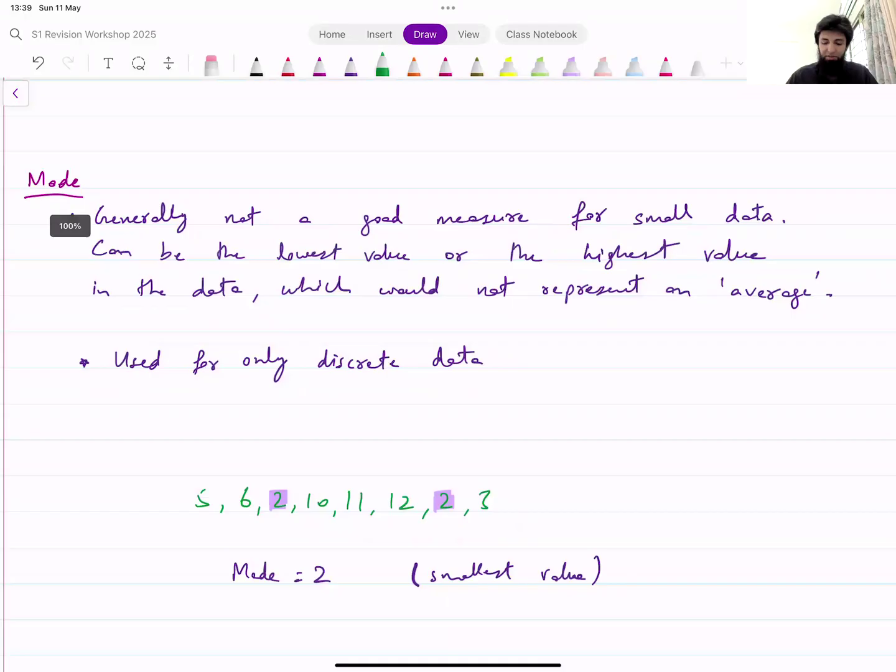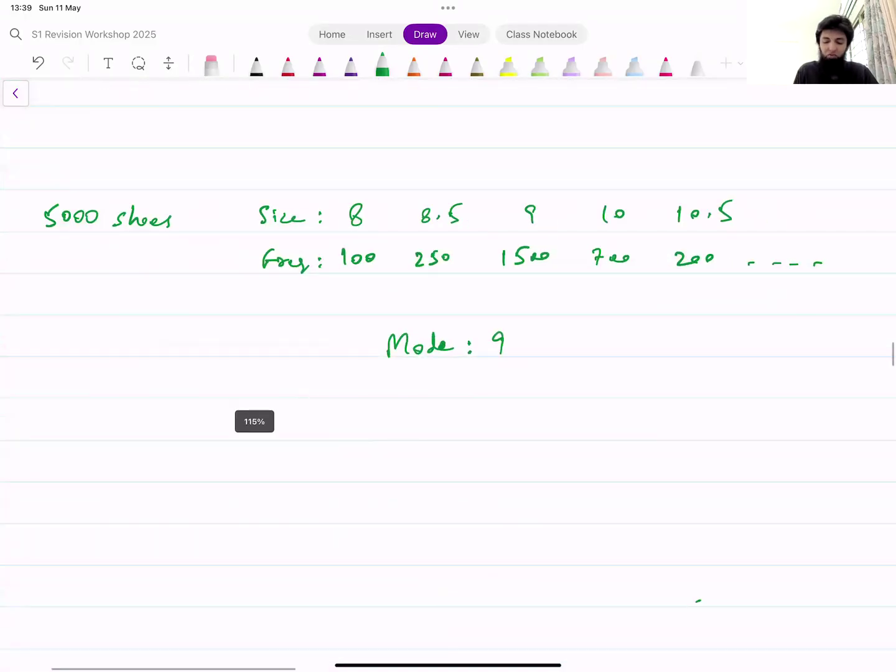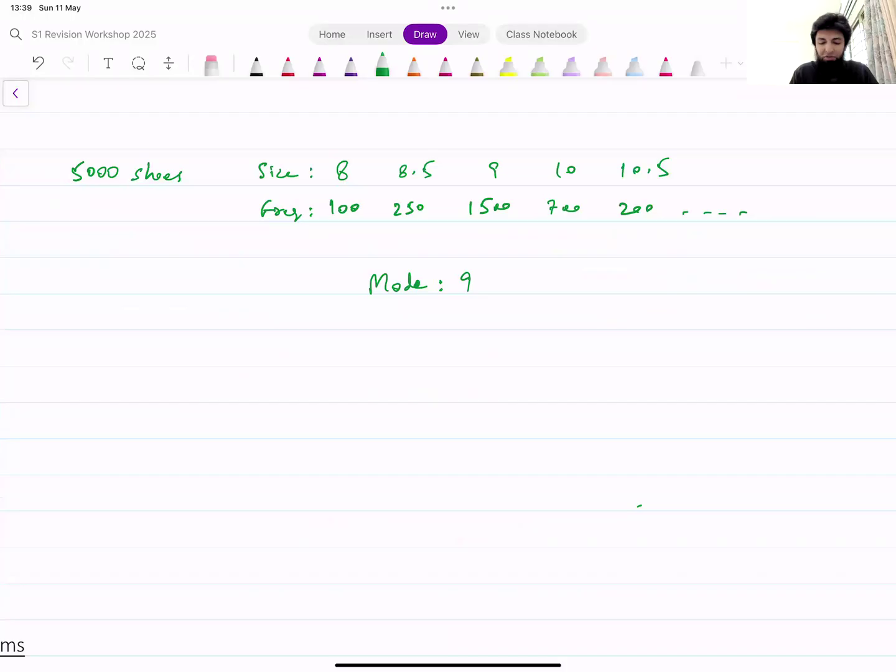If you have a large data set, for example, data about shoe sizes, and you've got like 5,000 shoes. And in that large data, there's some value that's coming a lot of times. For example, 1,500 is the highest frequency in this data for size 9. That has some significance, because that's telling you that size 9 is the most common size that is sold in a particular store, or maybe it's the most frequent stock size that they have. So that has some significance, because it's repeating 1,500 times. It's very unlikely that it's just by coincidence that some value is repeated so many times.